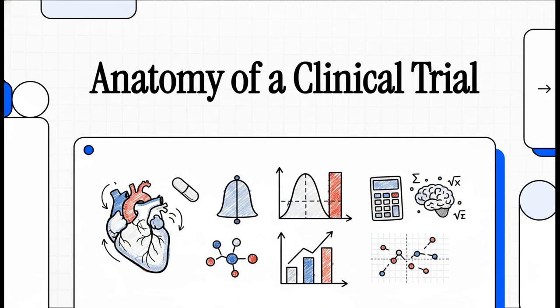Welcome to This Explainer. Today, we're taking a really deep dive into the high-stakes, incredibly fast-paced world of a massive cardiovascular clinical trial. We're not just looking at the medicine here. We are looking at the math that actually makes the medicine possible. Because ultimately, it's the biostatistics that determine if a new experimental drug becomes a life-saving standard of care or just another failed experiment. Let's get right into it.